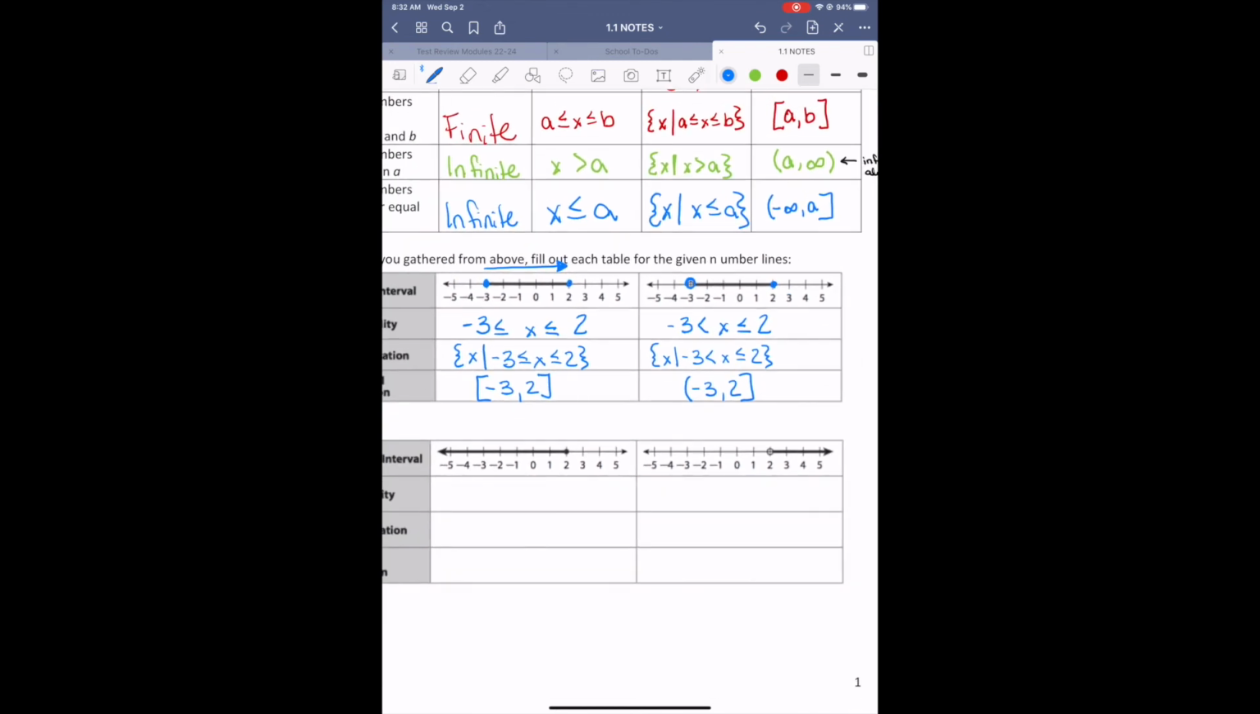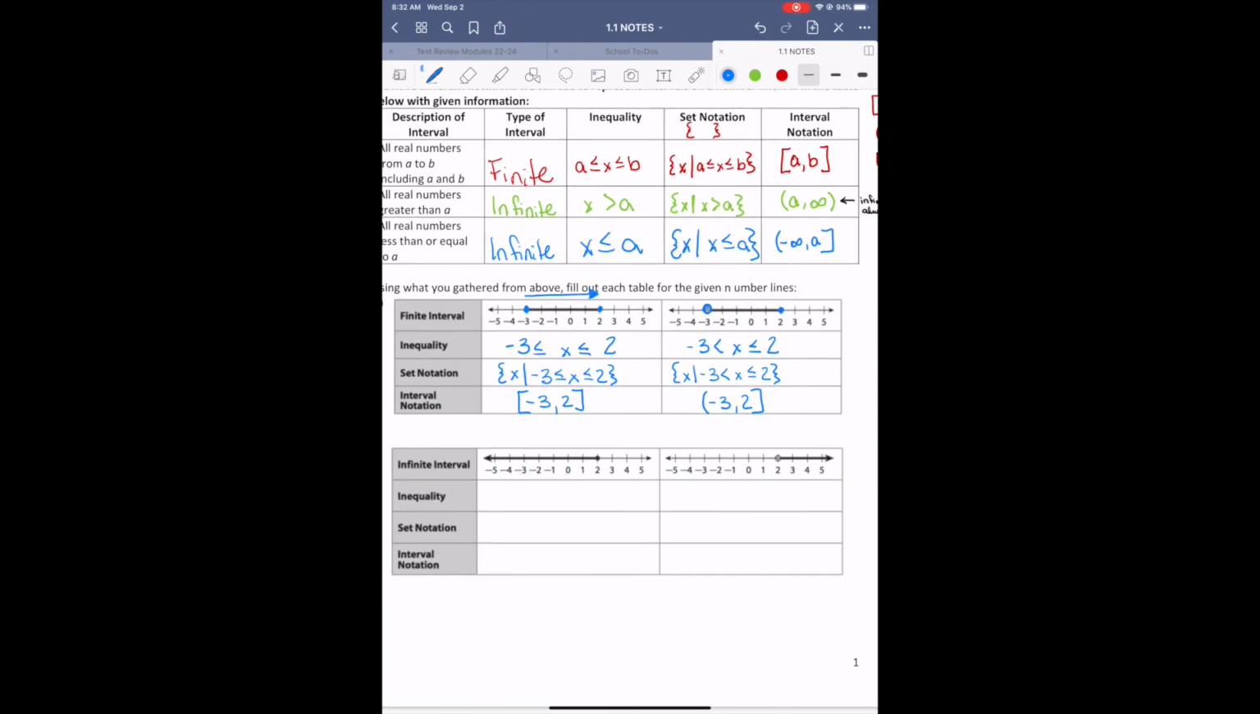Go ahead and hit the pause button and do letter B. Go ahead and do both of those.